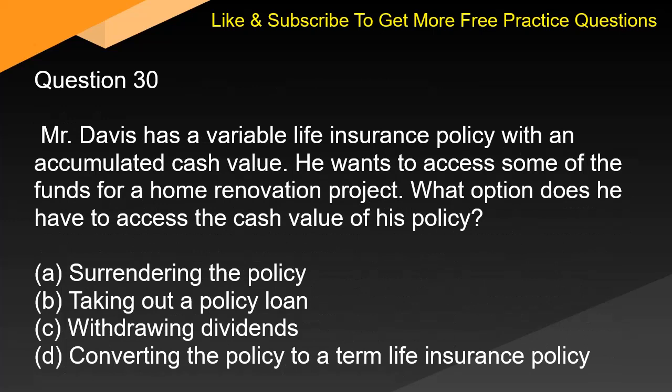Question 30. Mr. Davis has a variable life insurance policy with an accumulated cash value. He wants to access some of the funds for a home renovation project. What option does he have to access the cash value of his policy? A. Surrendering the policy. B. Taking out a policy loan. C. Withdrawing dividends. D. Converting the policy to a term life insurance policy.